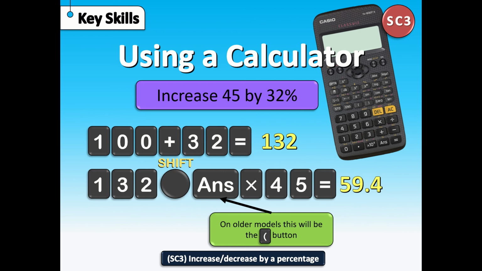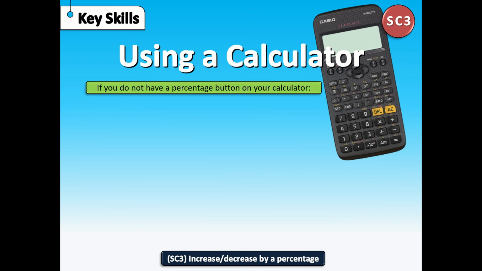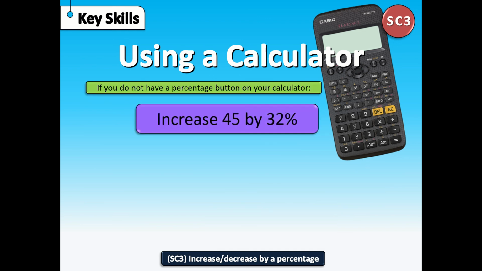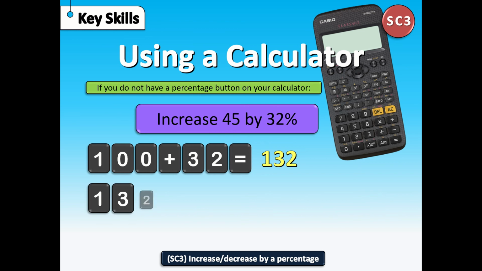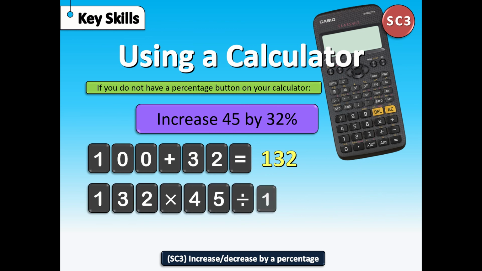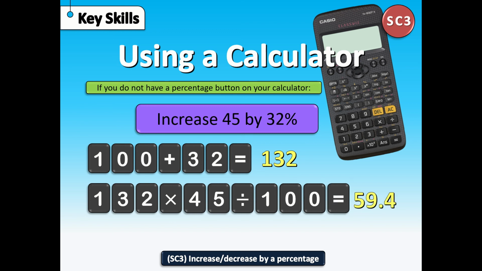If you've got an older model of a calculator, you need to press Shift and then the open bracket button instead of the ANS button. If you don't have a percentage button on your calculator, you can do 100 plus 32, which is 132, and do 132 times 45 and then divide your answer by 100. And you should get 59.4.